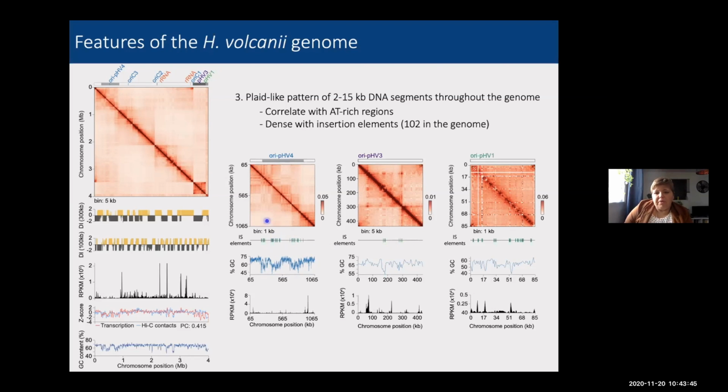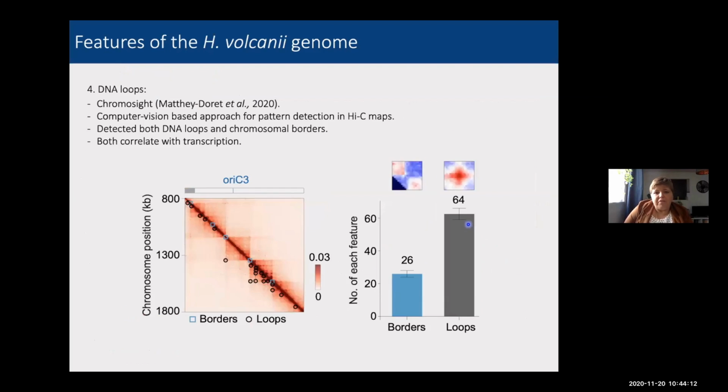And so here, where we have about 50 of the total genome IS elements, there's 102 in total, we can see this pattern. And then as a control, if we look at the PHV3 chromosome, there's quite a few less, and you have much less of that plaid patterning. And then in the PHV1, you have a lot for such a small space. It's only 85 kb, and for that reason, you have a really poor Hi-C matrix with lots of gaps, etc.